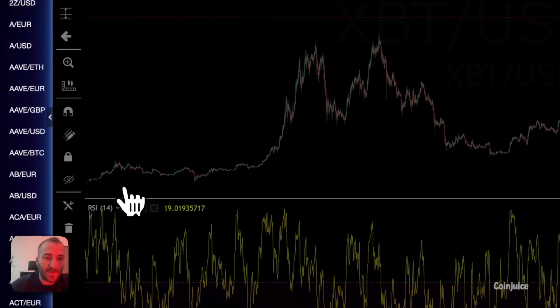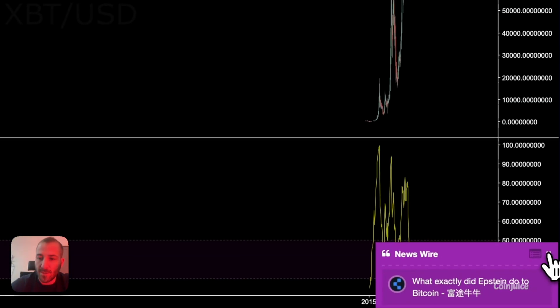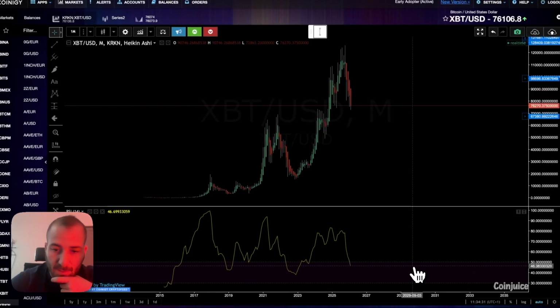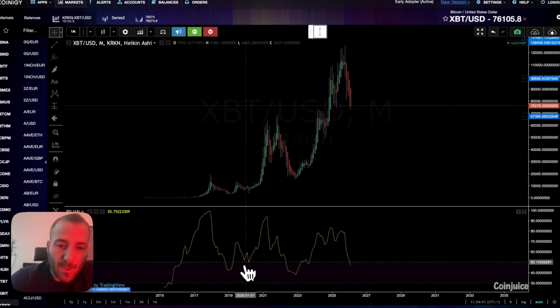So I'm just going to bring in the RSI. I've been focusing on the RSI, the monthly, for a while, and I don't want it to go below 48, and it's at 46.6. So we're below this area.